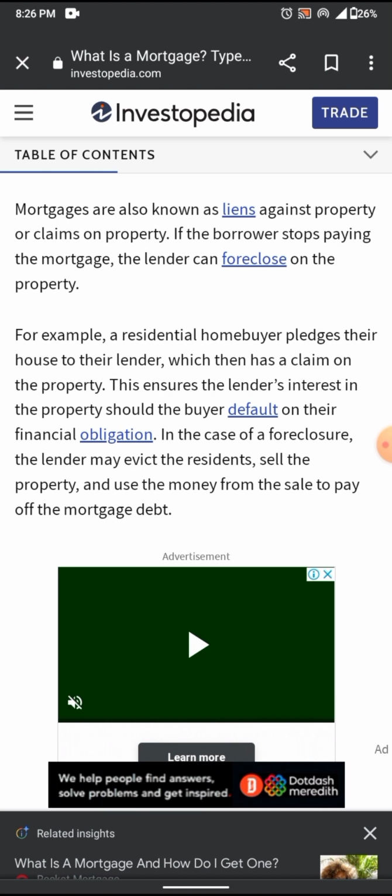on their financial obligation. In the case of foreclosure, the lender evicts the resident, sells the property, and uses the money from the sale to pay off the mortgage debt.